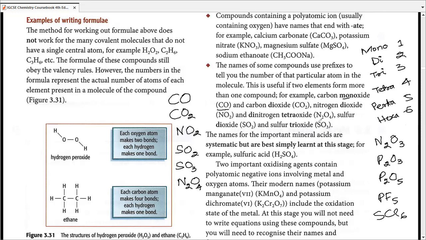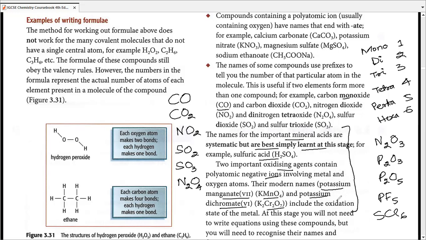Now the names for important mineral acids are systematic, but they're best simply learned at this stage. For example, sulfuric acid, hydrochloric acid, nitric acid. So the names are to be learned the way they are. There are two important oxidizing agents that contain specific negative ions. We remember potassium manganate(VII) as KMnO4 and potassium dichromate(VI) as K2Cr2O7. These are names that you might need to cram as they are, without any systematics.